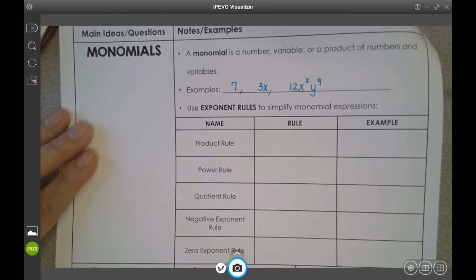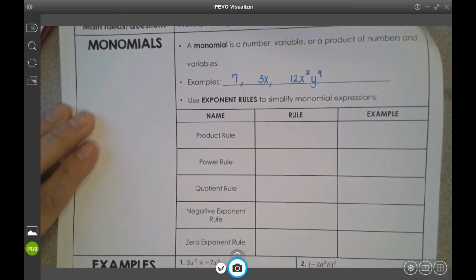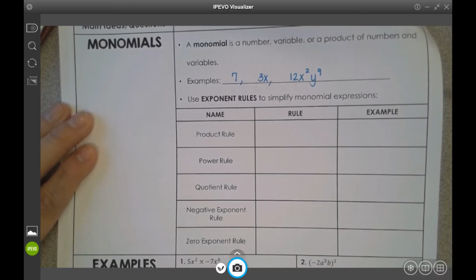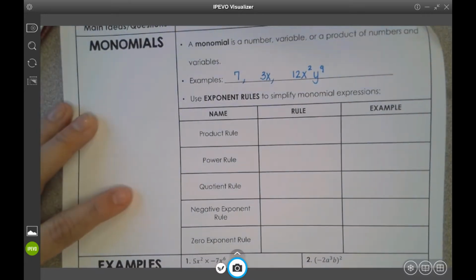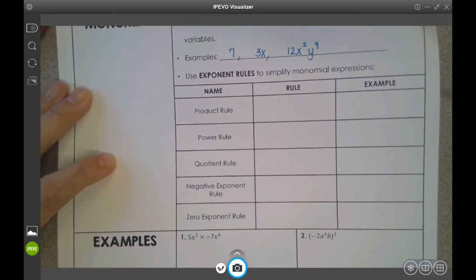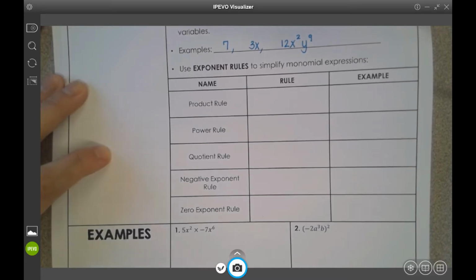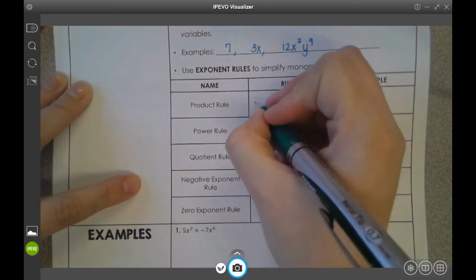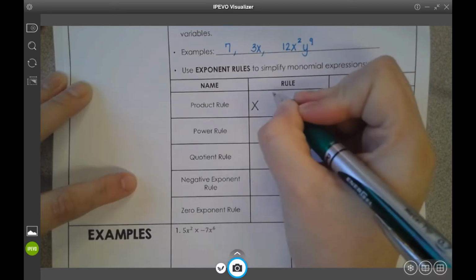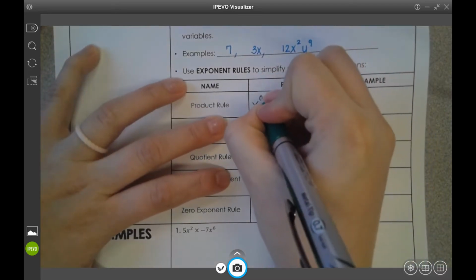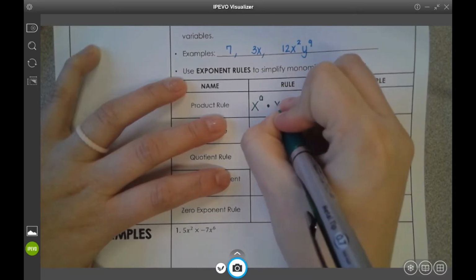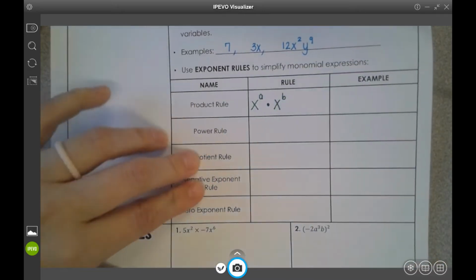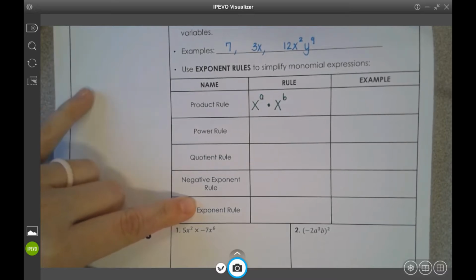And in Algebra 1, you learn some rules, and we've kind of used these. We don't really think of them as rules. They're just things that you kind of remember how to do. So the first one is the product rule, where product means to multiply. So if we're multiplying x's, if we have x to the a power times x to the b power, so we're multiplying variables.